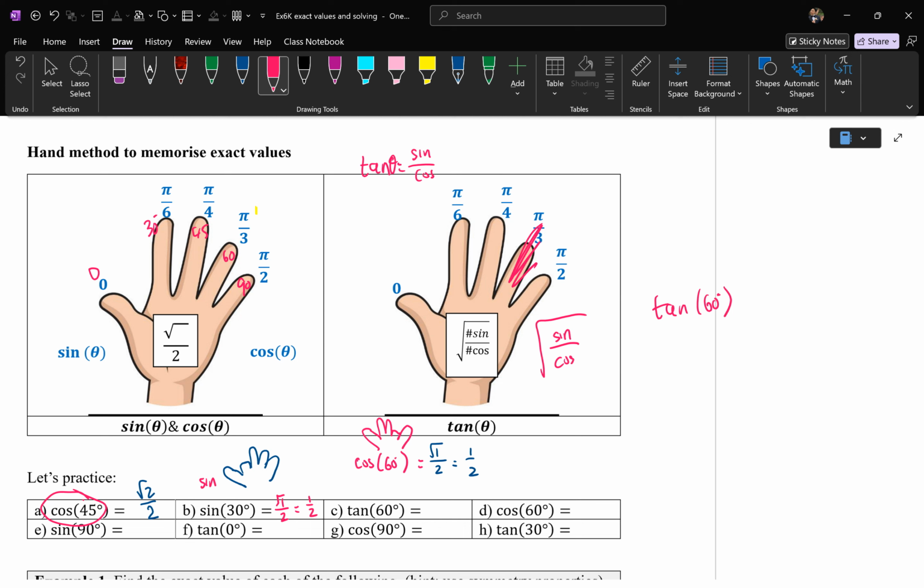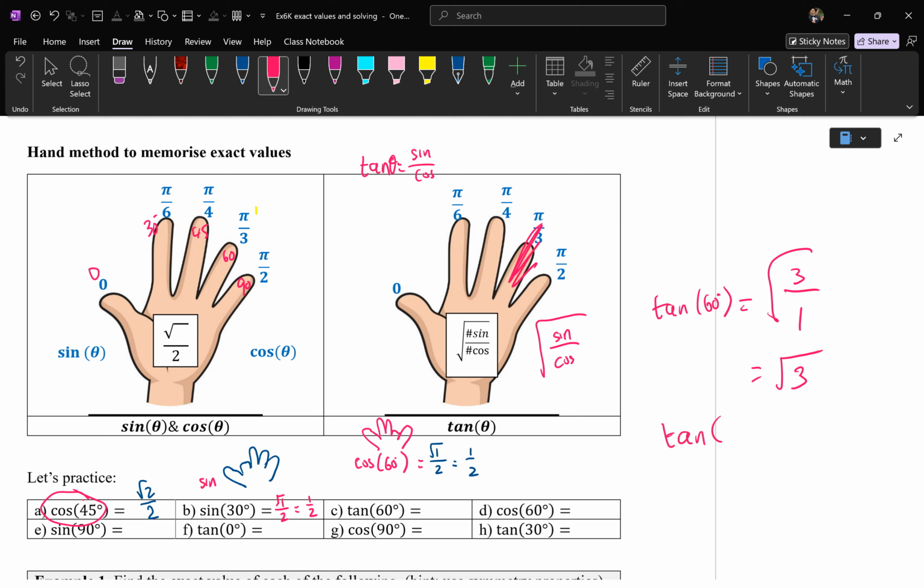Now if I'm saying tan is the number of sine divided by number of cos. Sine is on the left side, so 3 over number of cos fingers, 1. Can you see that? So if I drop this one down, sine fingers, cos fingers. So it should be sine divided by cos equals root 3. Because 3 divided by 1 is 3, is root 3.